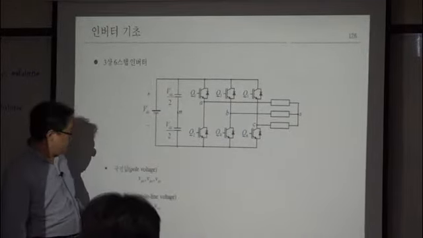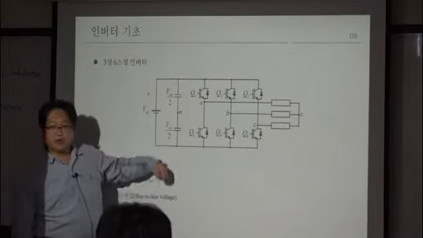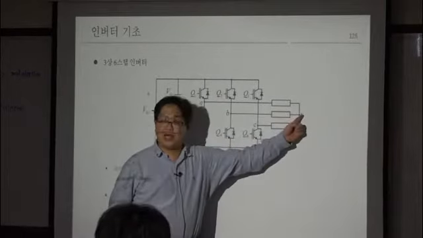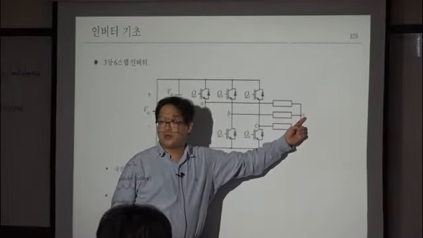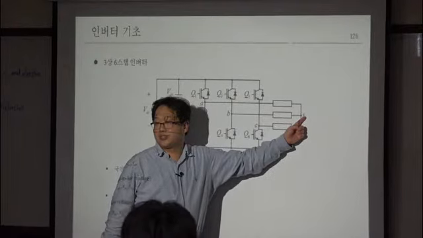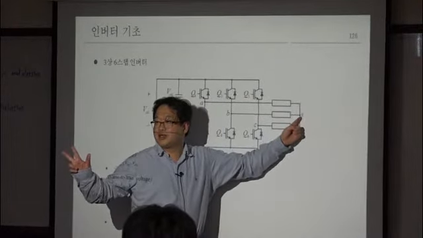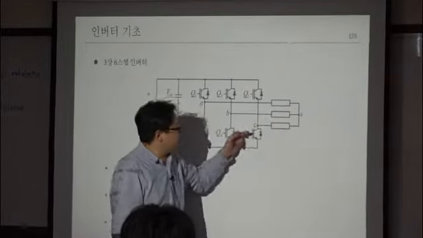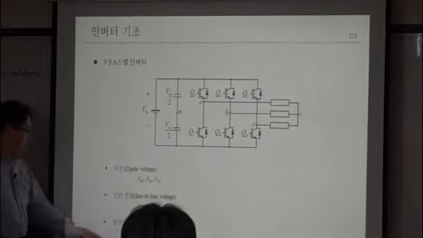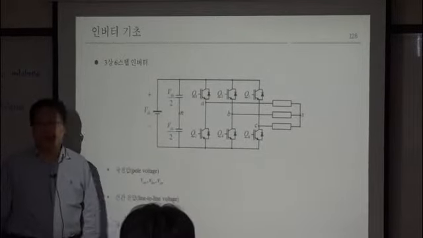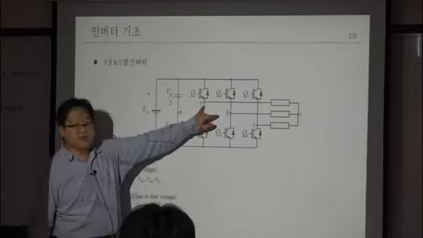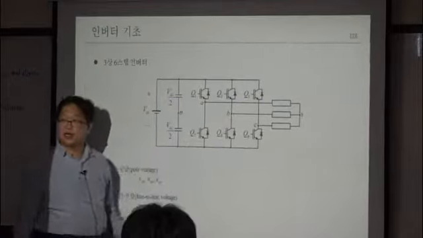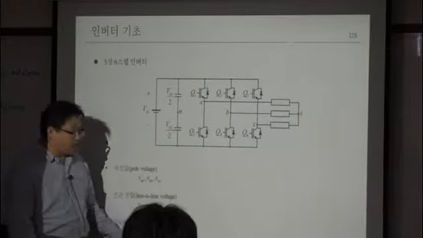And we can define phase voltage. Phase voltage is defined between this point and S. That is the neutral point of your load. So if you consider the three-phase motor, that is the neutral point. Then VAS, VBS, and VCS are defined as phase voltages. And line-to-line voltage is the voltage between two switching poles, VAB, VBC, VCA. That is the line-to-line voltage.